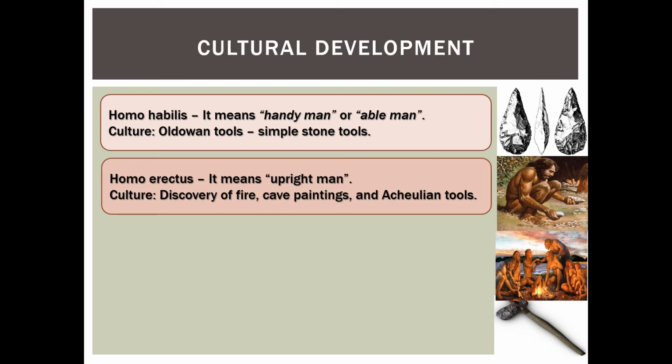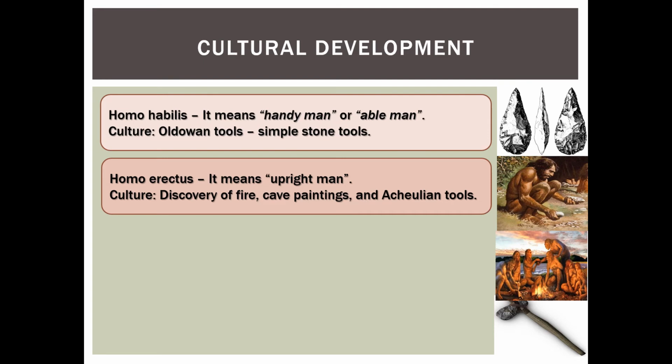This stage also discovered cave paintings, the time when humans started to do cave paintings, and the discovery of Acheulean tools. Acheulean tools are sharpened tools like axes, choppers, cleavers, and flakes, used as knives and scrapers during that time.